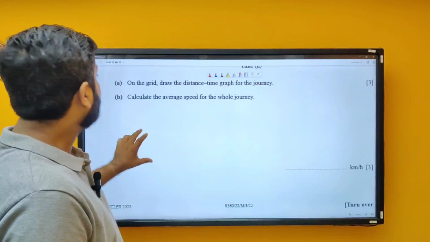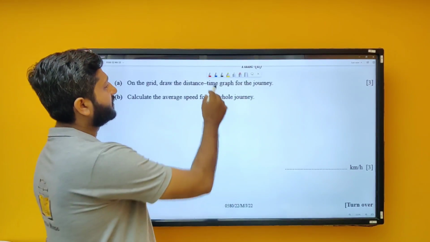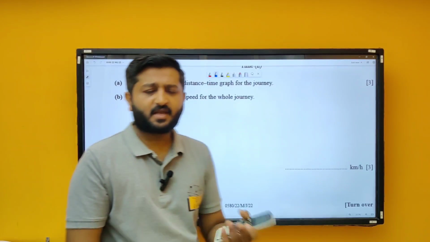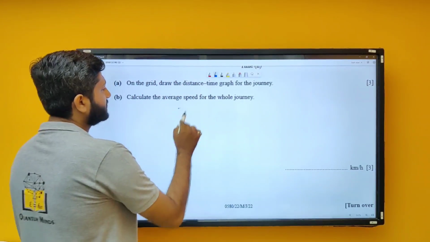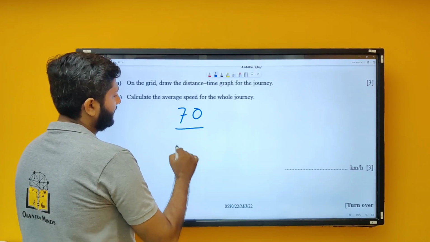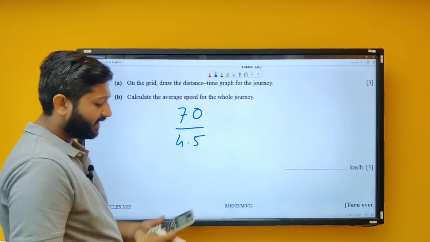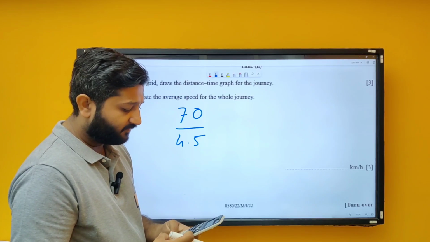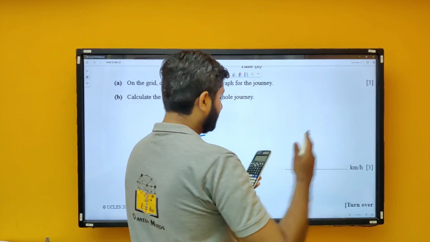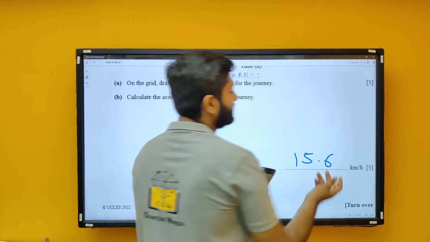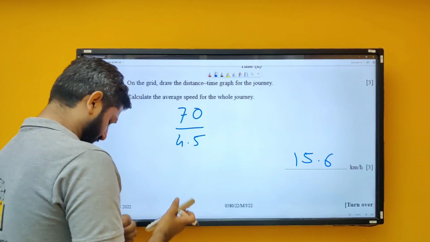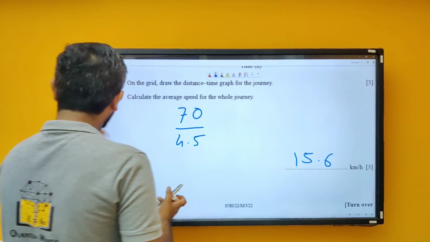Next, calculate the average speed for this whole journey. Okay, what is average speed? Average speed is total distance upon total time. The total distance was 70 kilometers and the total time was 4.5 hours. So 70 divided by 4.5 is 15.5555, which is 15.6 kilometers per hour. That is my average speed.